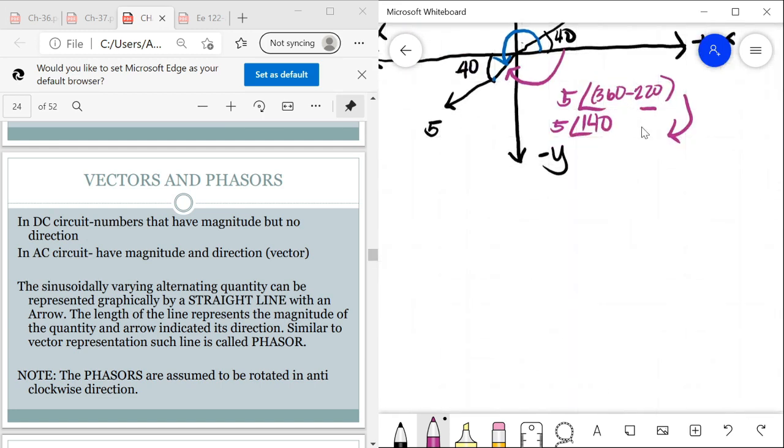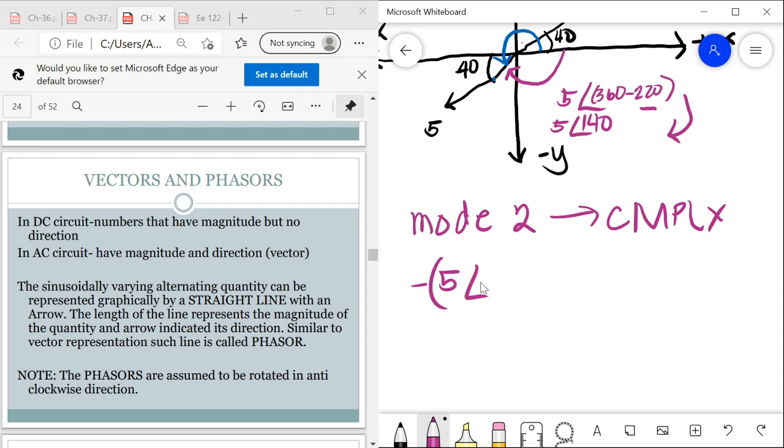So, you can try this one in your calculator. You will input mode 2 to get to complex mode, because this is a complex mode. So, it is in complex mode now. And then, type negative 5 angle 40. The angle symbol is shift, the angle on your calculator; look for the angle symbol on your calculator. I am using Casio FX991ES Plus.